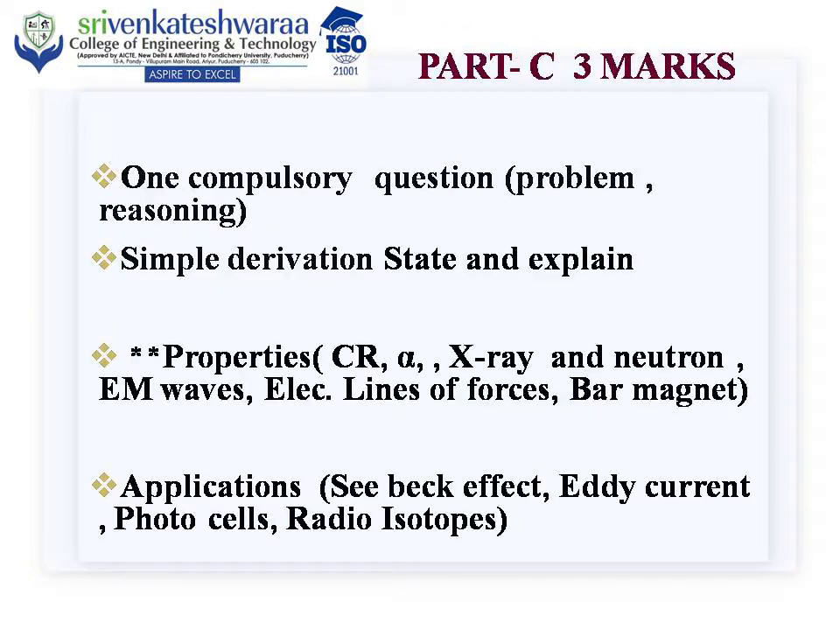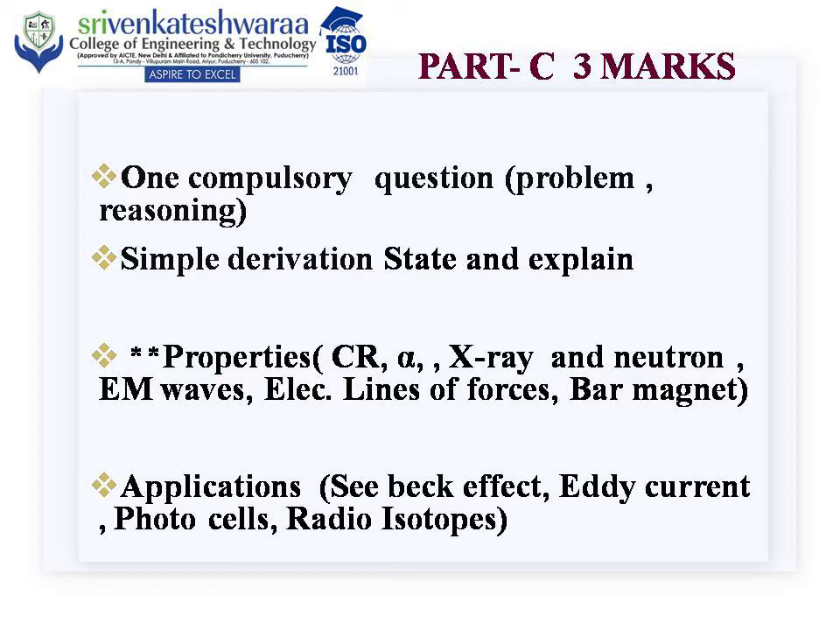Okay, next is part C, that is the 3 mark questions. In the 3 mark questions, one question is compulsory. That compulsory question is a problem. Eighty percent it may be a problem question or reasoning, right? A problem or a reasoning. So one question is compulsory. Apart from that, there are 5 questions.